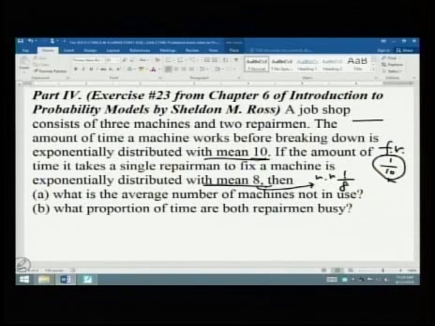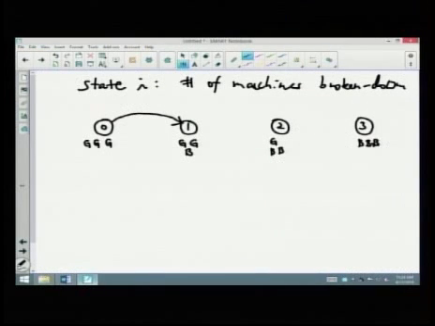So those are the unit value. So here we have 1 over 10. That is the failure rate for each machine. But in state number 3, how many machines are in good condition? 3, which means you need to multiply by 3. Right? Because all of these 3 machines have the same failure rate of 1/10.